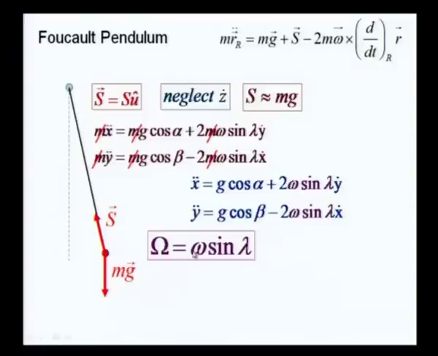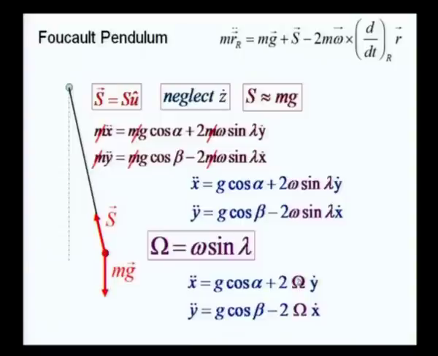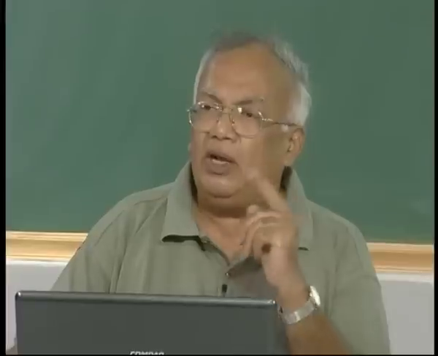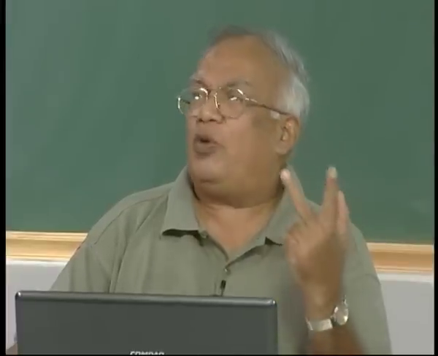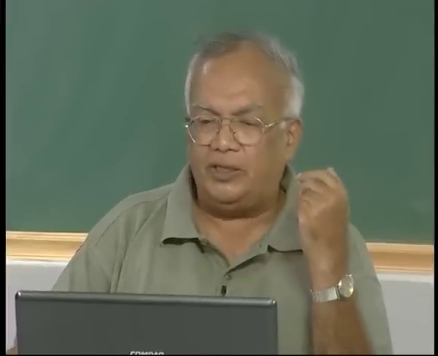So we define a new angular frequency, this uppercase omega, which is the lowercase omega, the rotational angular velocity of the earth, radians per second, times the sine of the latitude. So both of these equations for x and y have this omega sine lambda, for which we will write this uppercase omega. So x double dot equals g cos alpha plus twice omega y dot, and similarly for y double dot. The double dots denote differentiation with respect to time done twice, so d2 by dt2 is the operator.